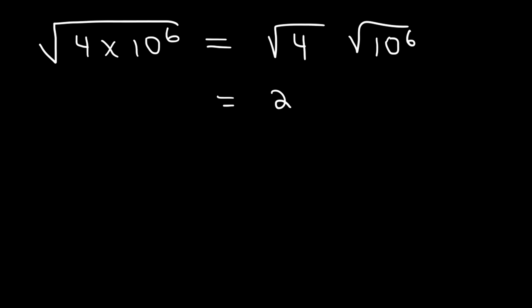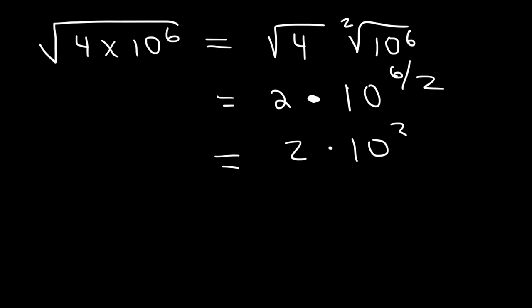To find the square root of 10 to the 6, you need to realize that the index number is 2. So this is really 10 to the 6 divided by 2 if you convert it back into its exponential form. So basically you're dividing 6 by 2. And so you get 3. So this is 2 times 10 to the 3, which is basically 2,000.